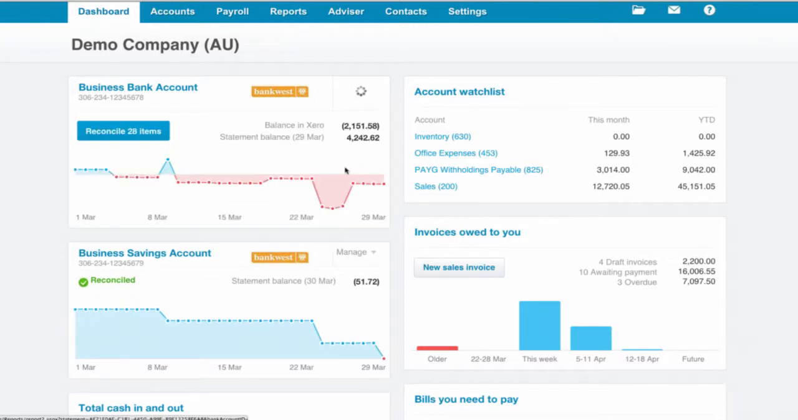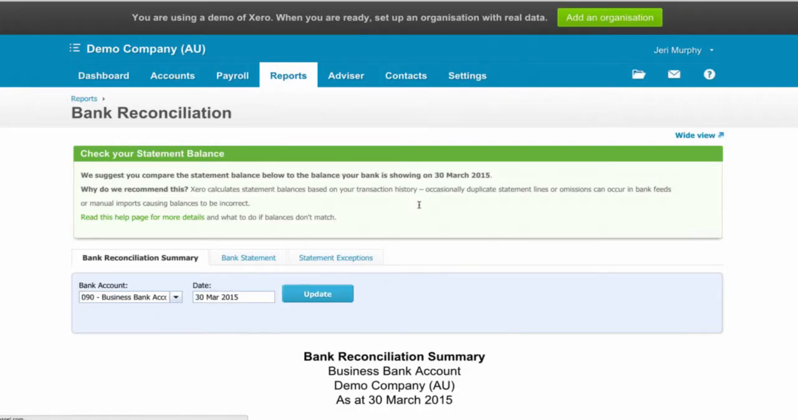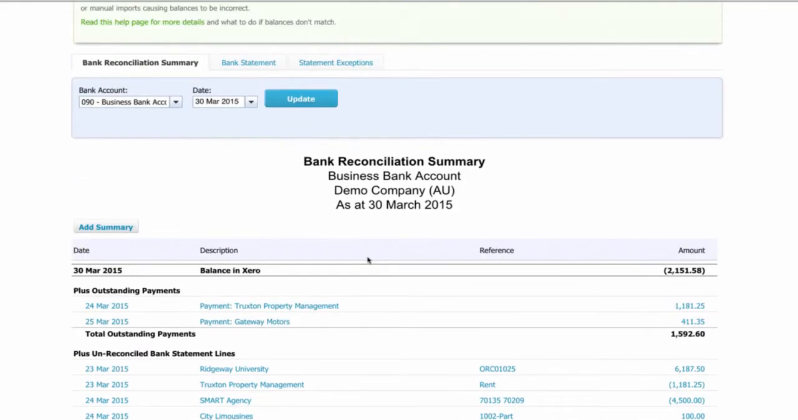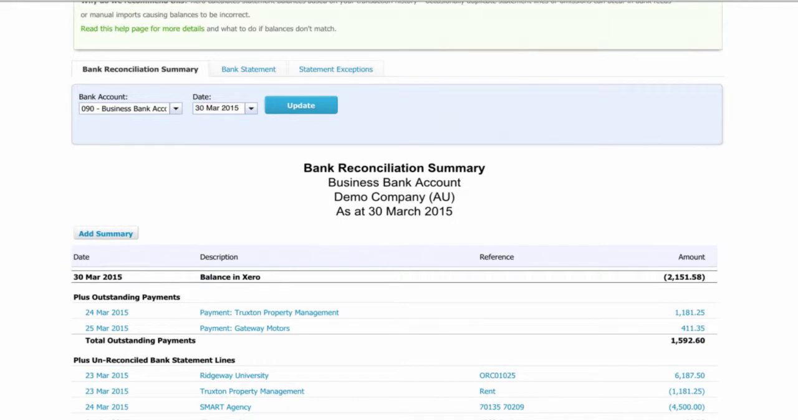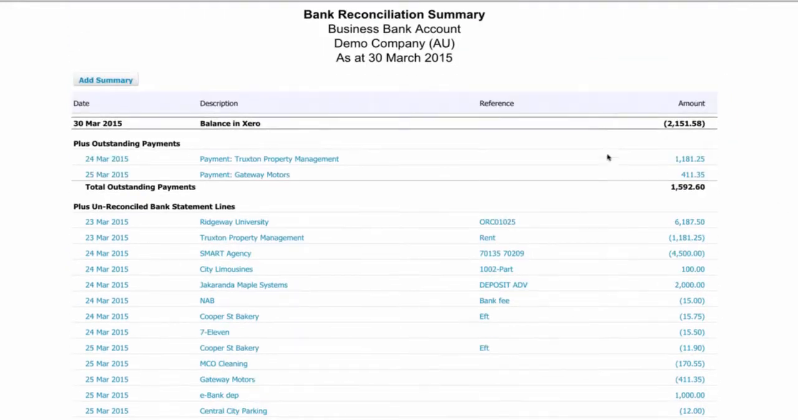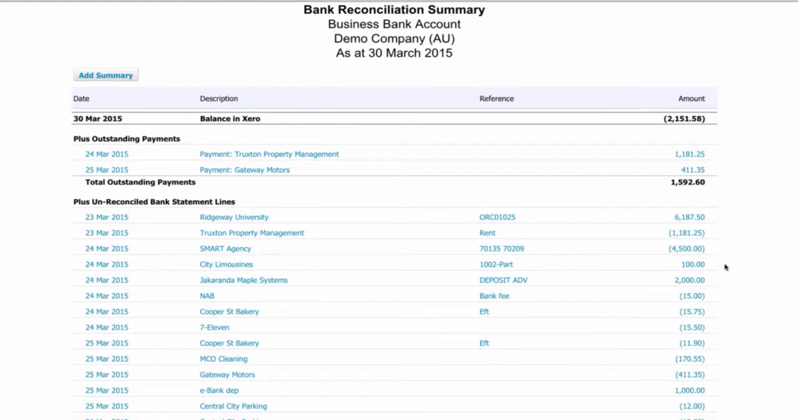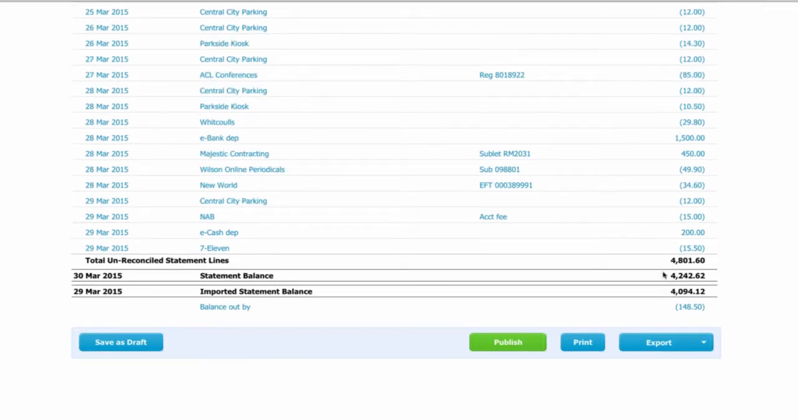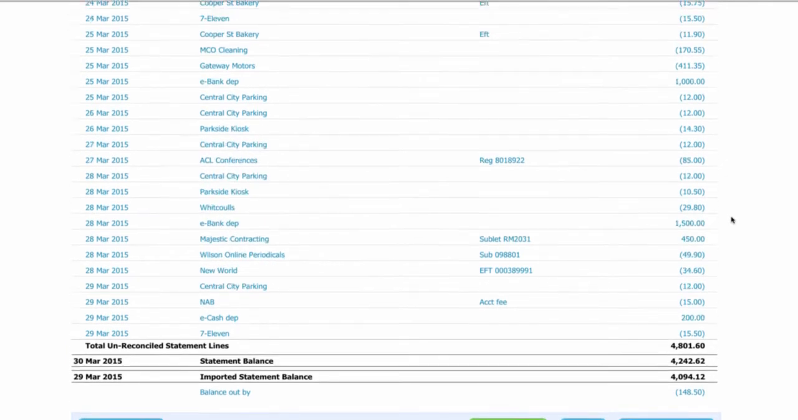There's lots of other ways to get the reconciliation report, but that's one way. We're going to use the business bank account here as an example. Here's the bank reconciliation summary. The bank reconciliation summary gives us the breakdown of the difference between the balance in Xero and the statement balance, which we saw on the front screen. This is Xero telling us what makes up the difference.